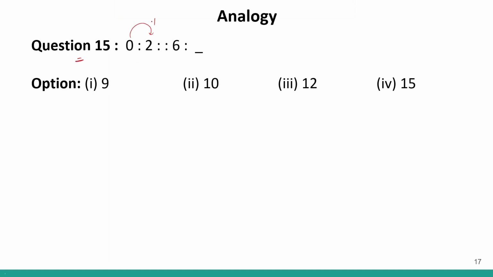Between 0 and 2, I can see plus 2. So if I do plus 2, I will get 8. 8 is not in an option, therefore this is the wrong logic. So now let us put another logic to use.